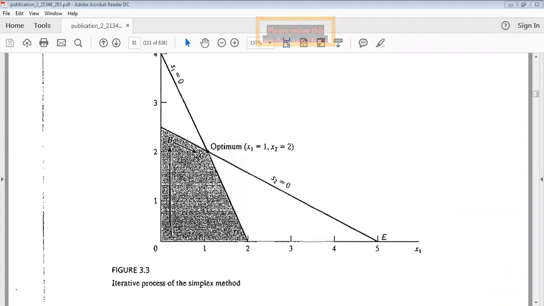You draw a horizontal line, you draw a vertical line. Automatically, this is corresponding to 2, and this is corresponding to vertical. So you have to identify the particular point where x1 is equal to 1 and x2 is equal to the vertical coordinate. So this is horizontally 2 points. So this is the particular point of the cross section of the feasible region.